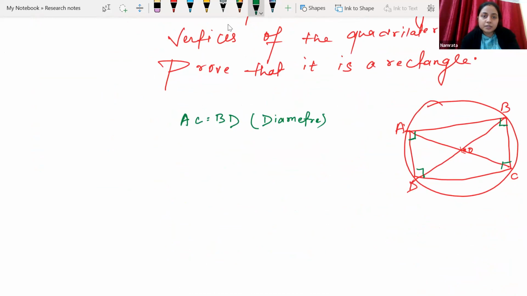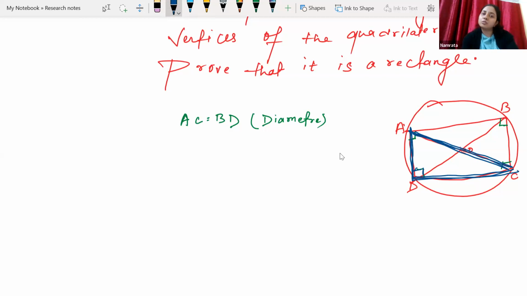So let me show you one thing over here. If you focus over here, this is the diameter. AC is the diameter. And here we are getting one angle, angle ADC. Just focus on ADC. So can we say it will be 90 degrees?